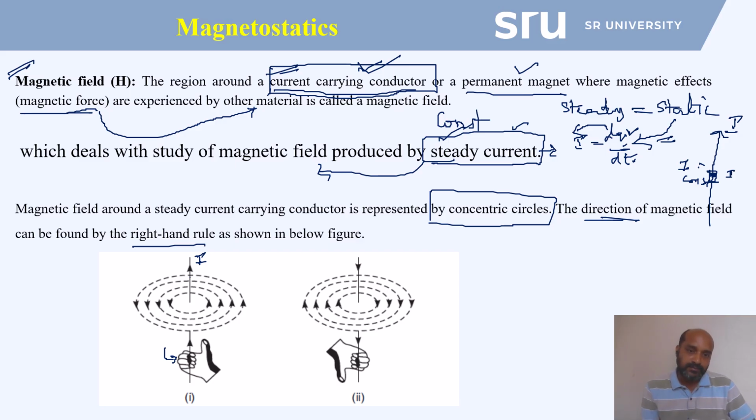As per this diagram, if current is in the upward direction through the conductor, around that current carrying conductor the magnetic field will be generated like concentric circles, and the magnetic field will be in the anti-clockwise direction. Similarly, if the current is in the downward direction, same, place the thumb in the current direction, then the curl of the fingers shows the magnetic field. Now in this case, the magnetic field is in the clockwise direction.